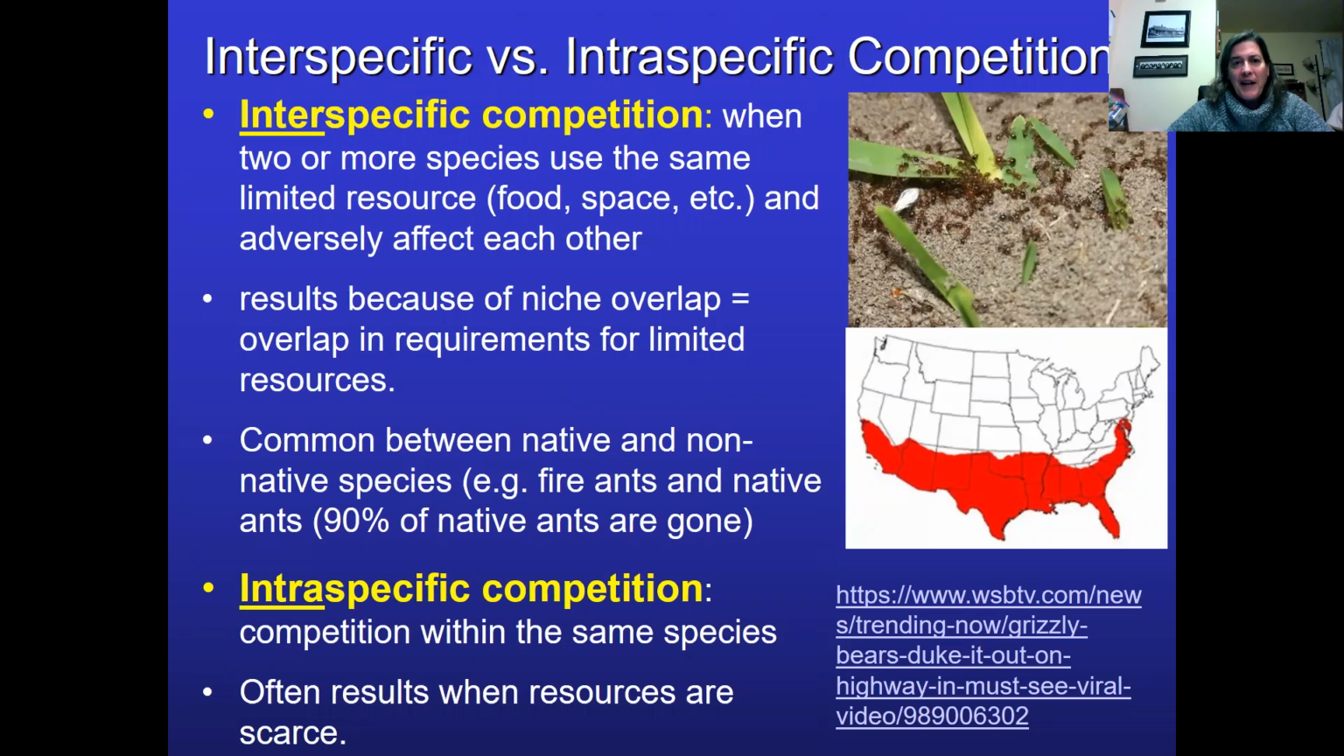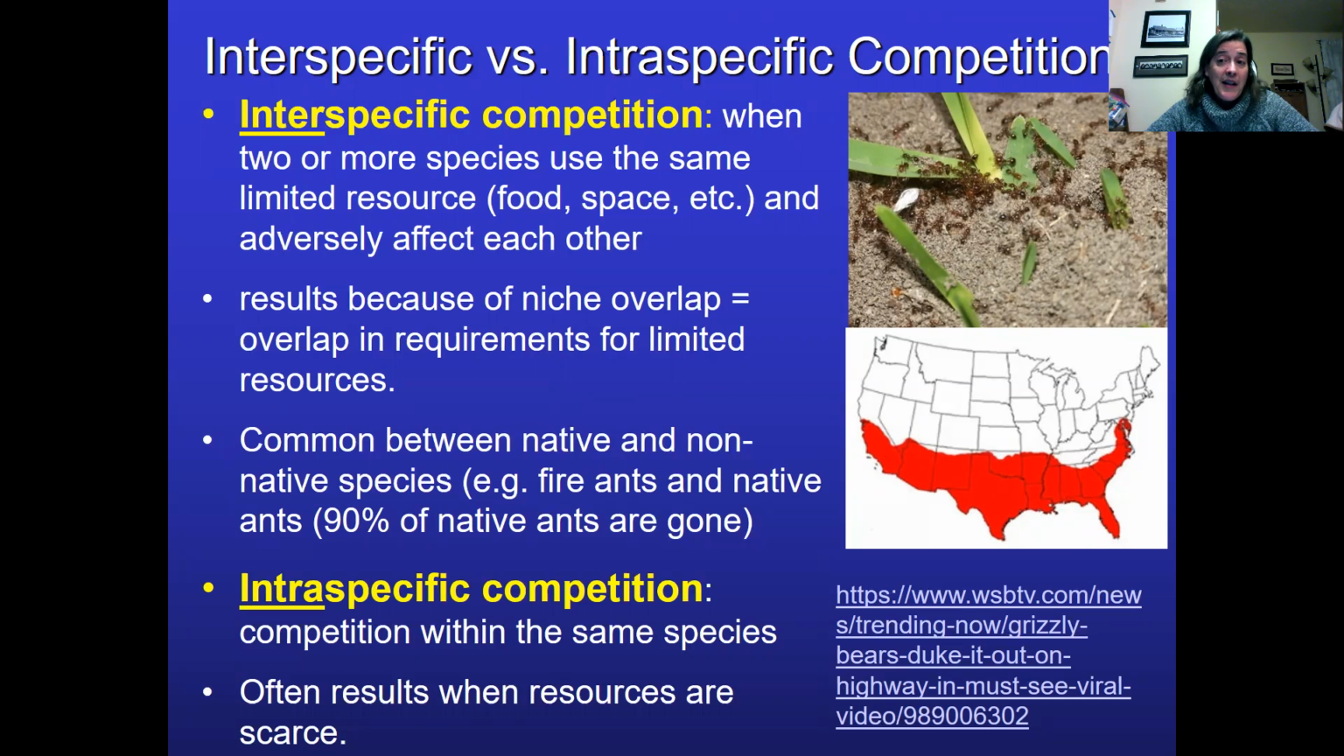So there's two different types. There's interspecific and there's intraspecific competition. So the word inter is when two or more species use the same limited resource and adversely affect each other. So the results are often because of niche overlap, in requirements for food and resources. This is common between, we talked about invasive species in the last lecture. And so when invasive species come in, they often compete with the native species for the resources.